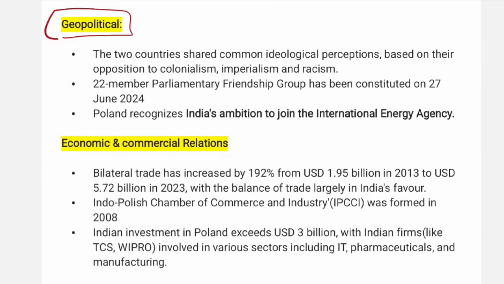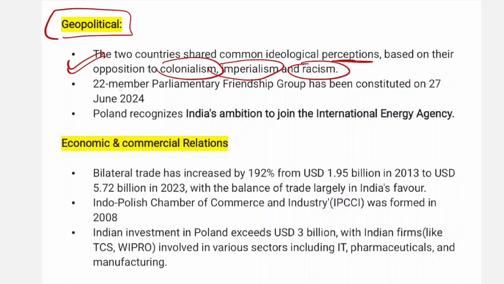Next is a geopolitical dimension. Two countries share common ideological perceptions based on their opposition to colonialism, imperialism and racism. So both countries share the similar value system. So that can be a point of convergence in the geopolitical, especially the multilateral platforms.